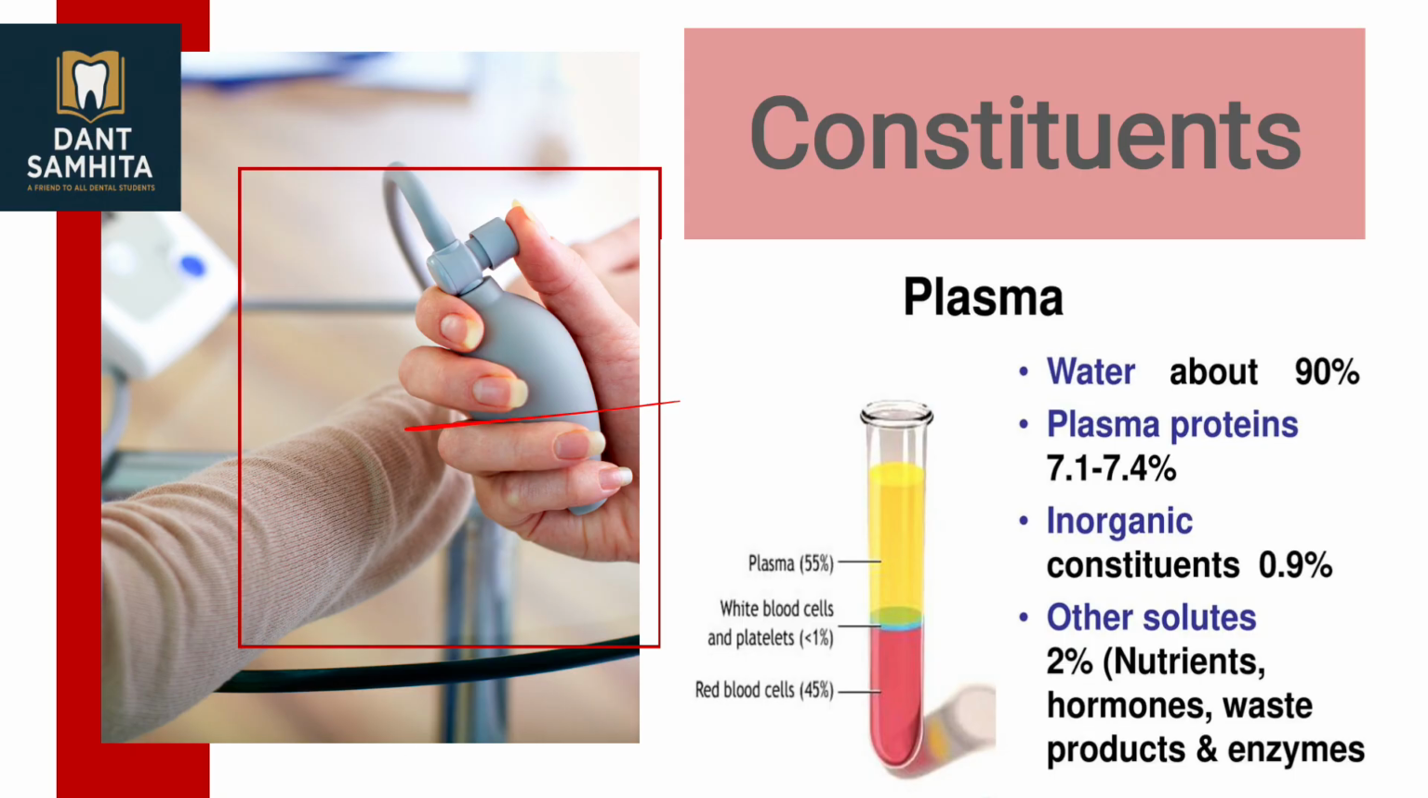Now, some points have to be very clearly remembered and be on your fingertips: what does this plasma consist of? What is there in this plasma? The plasma is mainly water. 90% of your plasma is nothing but water. Next comes the most important part, the plasma proteins. 7.1 to 7.4% of this plasma has different plasma proteins. Inorganic constituents is 0.9%, other solutes is 2%.